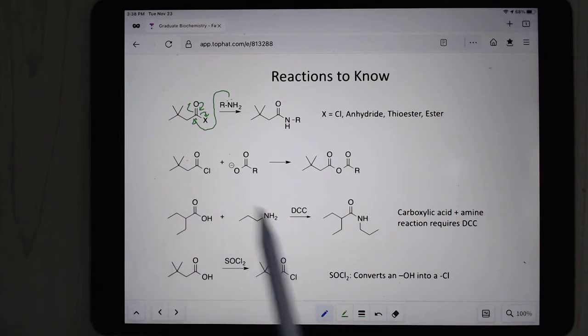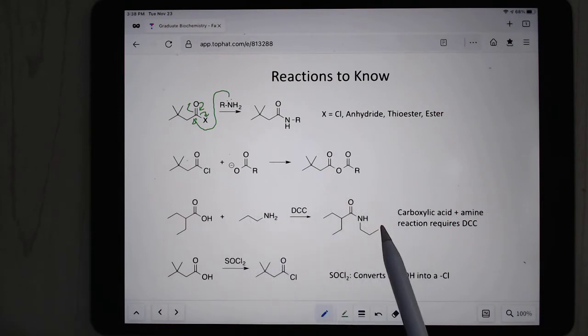Now the quirky one is going to be when you have a carboxylic acid and an amine here. Now normally, if you're looking at the reactions, this should work just fine.